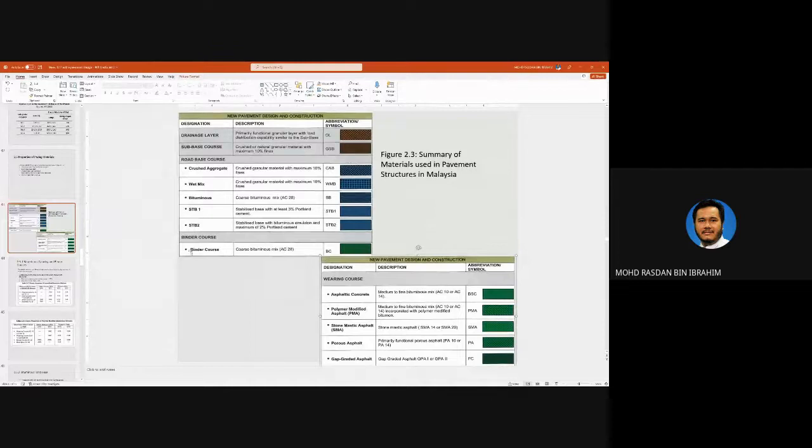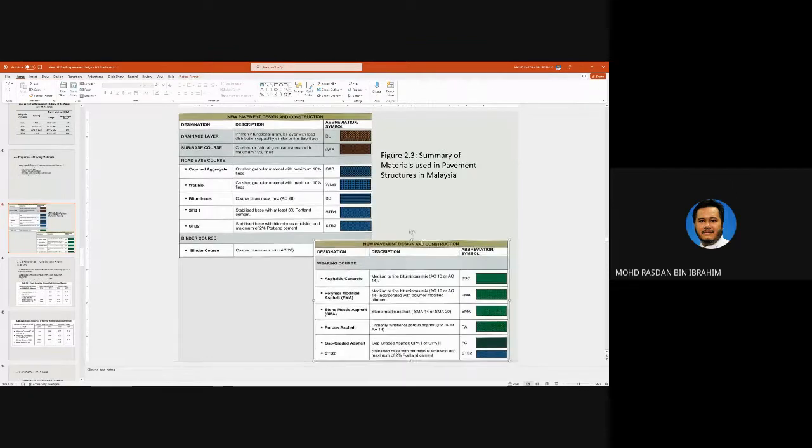And this is the binder course. Most common layer, which is AC28. The designation is BC. And then you have the wearing course here. For the wearing course, you have the typical one, AC10 or AC14 asphaltic concrete, or you can change it to polymer modified asphalt. So you can use AC10 or AC14, but the bitumen that is being used is polymer modified.